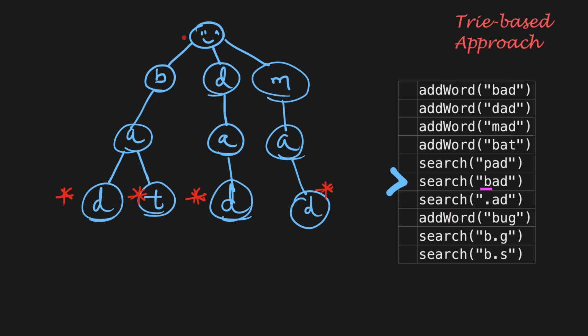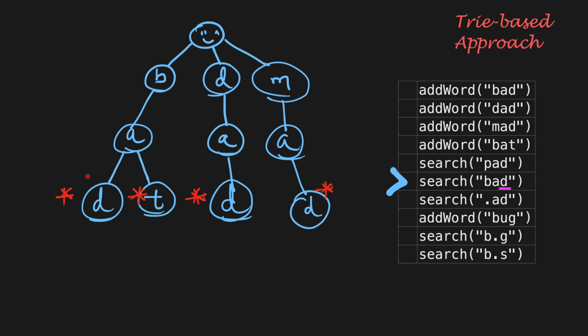Again we start at the root node and the first character we see is B. So we check if the root has a child for B and the answer is yes. So we move to the node B and the next character is A, and we check if B has a child A and the answer is yes. So we move to it. And finally the last character is D and node A has a child for D. So we move to it.